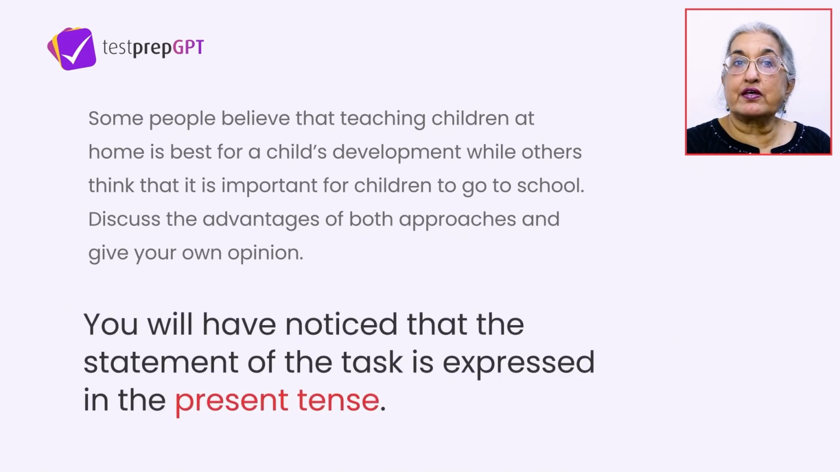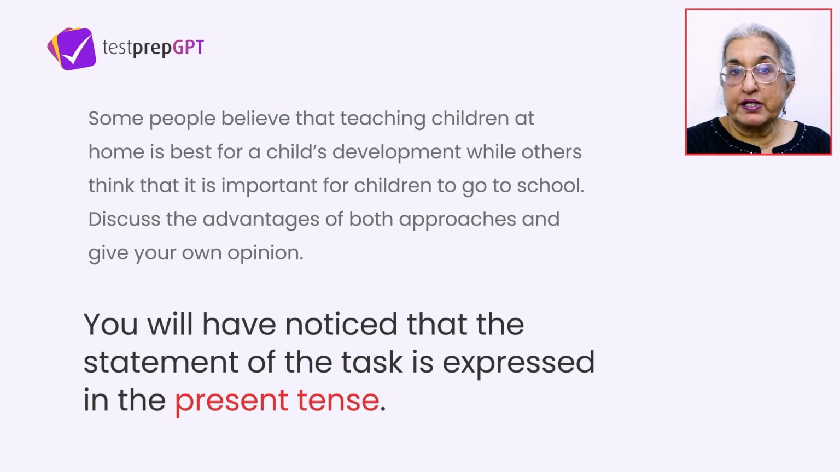The present situation is given: some people believe that children should go to schools, other people believe that children should be educated at home. So this is "should be educated at home" or "children go to school." Some people believe, we have the use of the present tense here. Most of the time there is the use of the present tense. So be sure that you know what is involved in the use of the present tense.